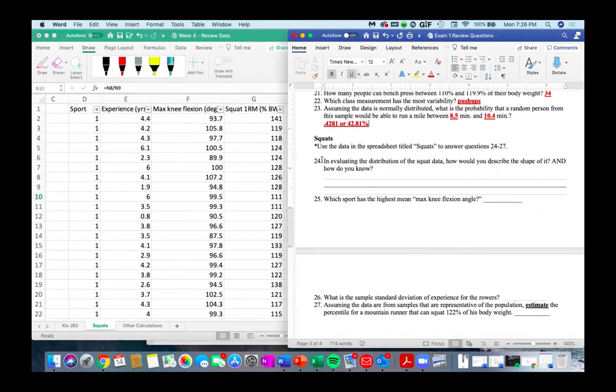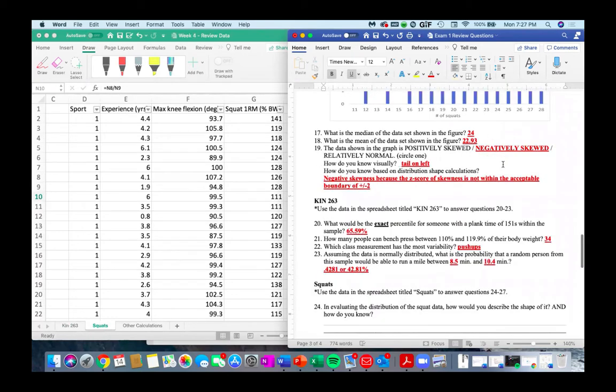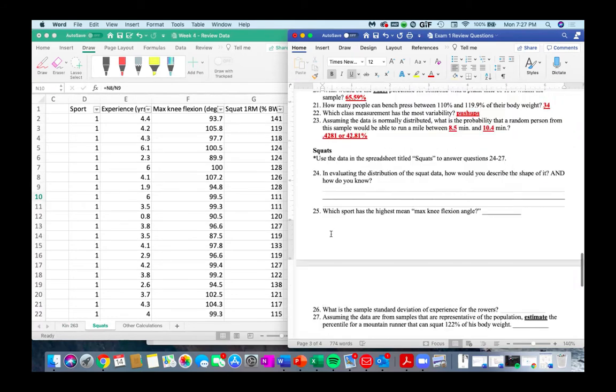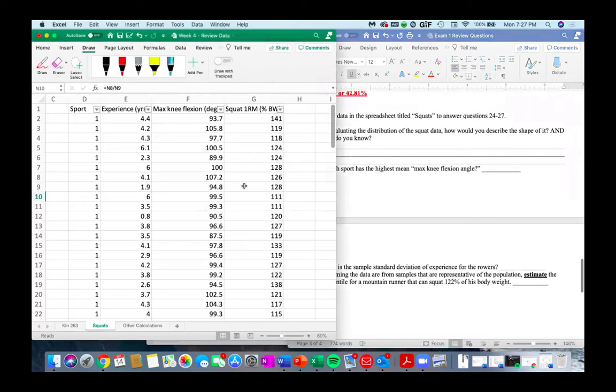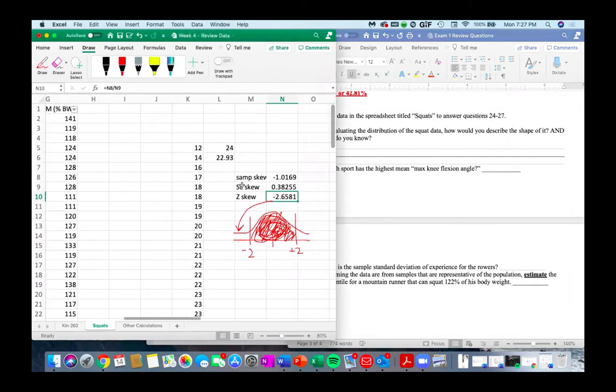Yeah. So our last spreadsheet is on squat data, and it says, in evaluating the distribution of the squat data, how would you describe the shape of it, and how do you know? Okay, so what calculations would we use to look at the shape of a distribution? Would we have to find the skew? Yeah, right. Skewness and kurtosis.